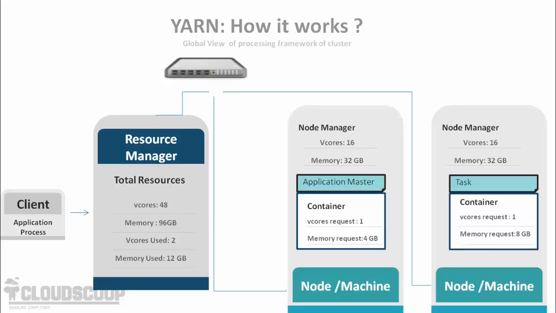The application starts and talks to the resource manager for the cluster. The resource manager makes a single container request on behalf of the application. At this point, the application master starts running within that container. Then the application master requests subsequent containers from the resource manager to run actual tasks for the application.